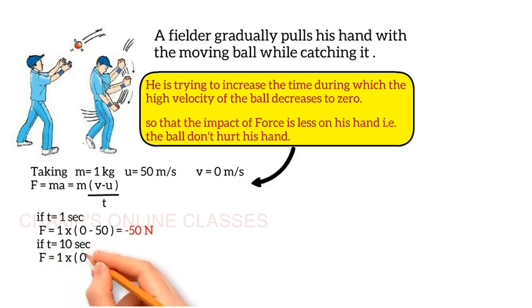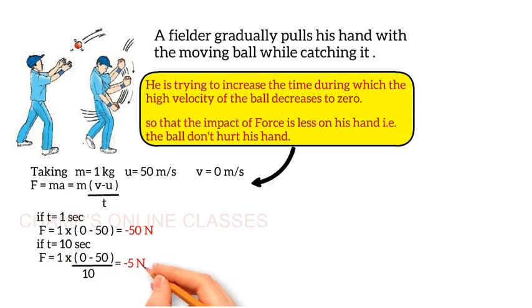Now if the fielder takes 10 seconds to catch the same ball, the force experienced will be minus 5 Newton, that is 10 times lesser than earlier. So from this we can understand that if we increase the time duration in which the fielder catches the ball, the force experienced by the fielder's hand will decrease.